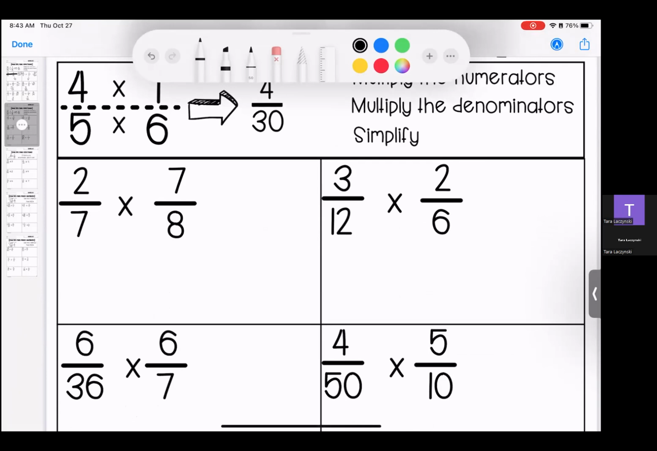2/7 times 7/8. Remember, we can treat this like one big multiplication problem. 2 times 7 is 14. 7 times 8 is 56. If we simplified this by dividing by 7, we would have 2/8.